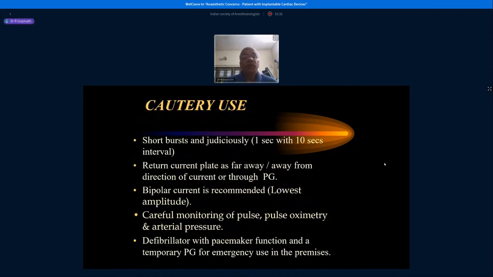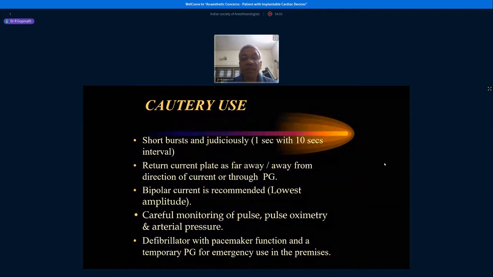Regarding the use of cautery, you should always discuss this with your surgical colleagues, and they should also be well versed with the problems related to the presence of a pacemaker or a device in these patients. So they should use very short bursts and judiciously, that means whenever it is required. So 1 second at a time with an interval of 10 seconds. And if it is a monopolar, then the return current plate or the anode should be kept as far away from the patient's pulse generator or away from the direction of current, and it should not go through the pulse generator.